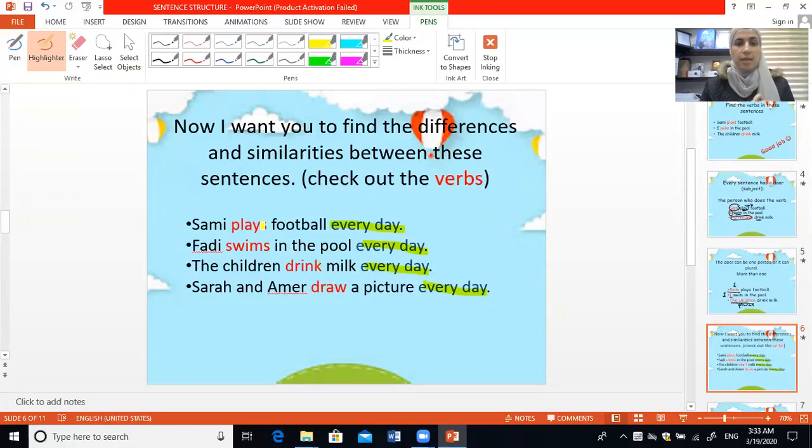Good job. Now, some verbs here have an S, and other verbs don't have an S. Well done. So you say, Sammy plays, Paddy swims, children drink without an S, Sarah and Amir draw without an S. Why is that? Why sometimes do we put an S and other times we don't? We said it one time in the class, if you remember it. I will not answer this question now. Remember why sometimes we have an S, and why sometimes we don't. Let's move on.